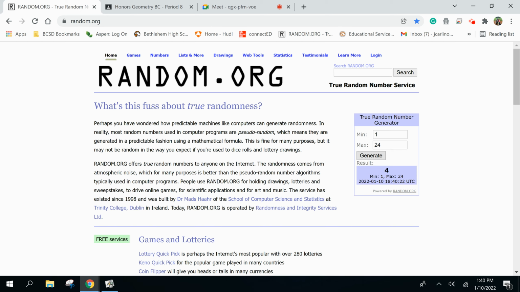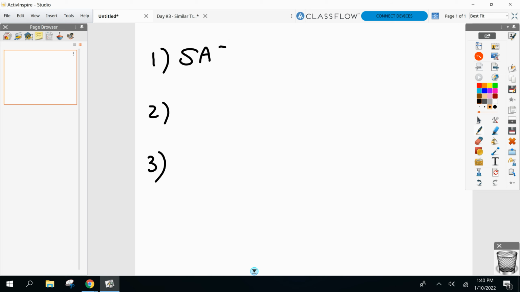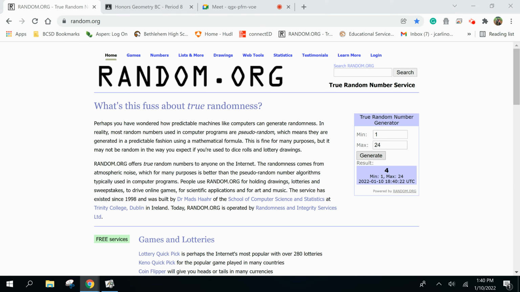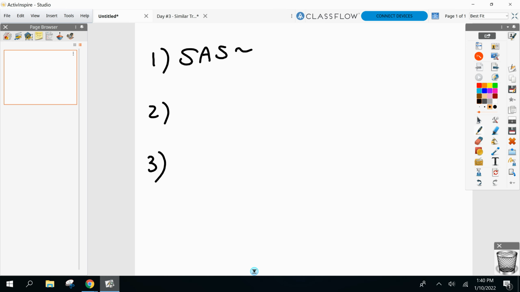Number 4, side angle side. And make sure we have the tilde with it, right? Because that means I'm proving triangles similar versus congruent. Another method, number 5.